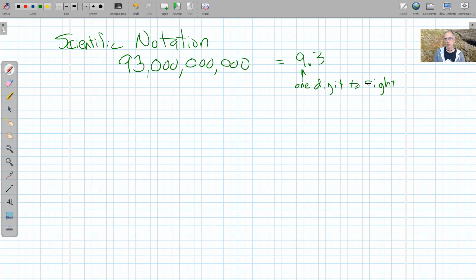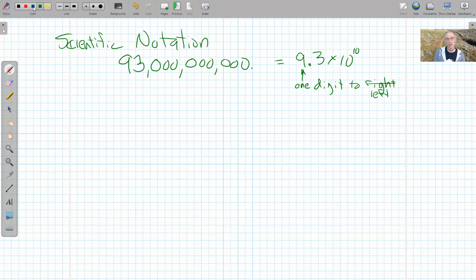And I have my right and my left messed up as usual. Then we multiply by a power of 10 to make this whole thing equivalent to that. So the decimal point was over here. To put it here, I had to move it 3, 6, 9. One more place would be 10. So 93 billion would be the same thing as 9.3 times 10 to the 10th power.